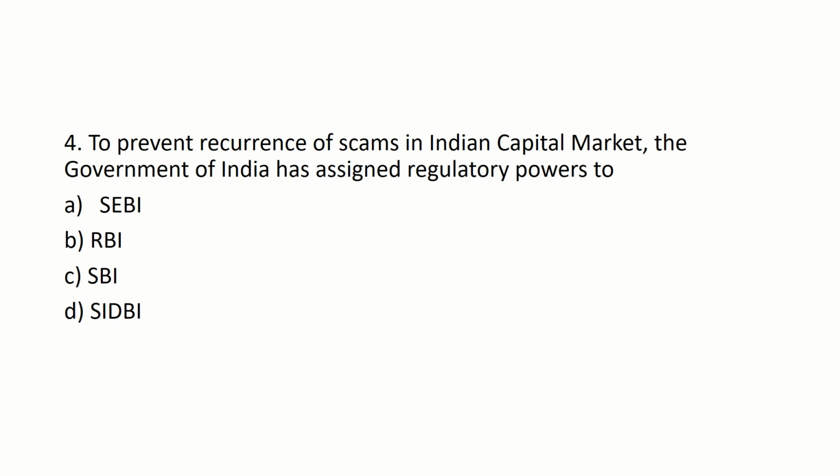And option D, SIDBI, the Small Industries Development Bank of India. What does it do? It finances and promotes MSMEs, micro, small and medium enterprises. And option A, SEBI, the Securities and Exchange Board of India, is the regulatory authority in the capital market. So option A is the right answer.